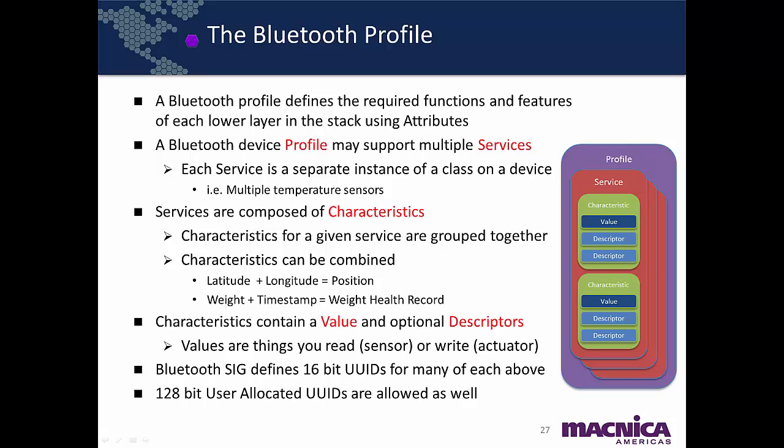Now, to be able to address each of those above attributes, we need a way to identify them. Thankfully, the Bluetooth SIG employs the use of the UUID, or the Universally Unique Identifier, for this purpose.